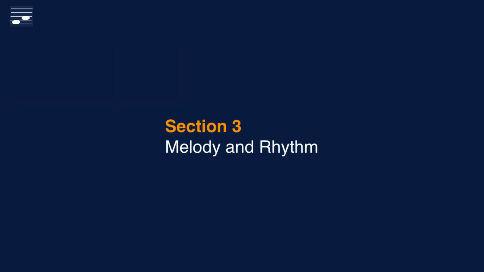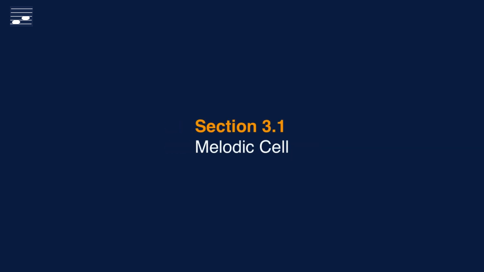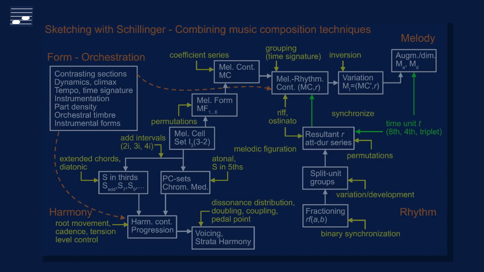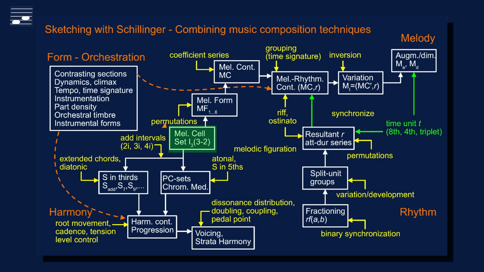Section 3 in part 2 from the series on Sketching with Schillinger zooms in on the process of creating a melody from the elementary 3-pitch melodic cell. It is shown here at the center of the diagram with the overview of the Schillinger techniques, and the long arrow in the northeast direction shows the path we'll follow for creating a full and varied melody.